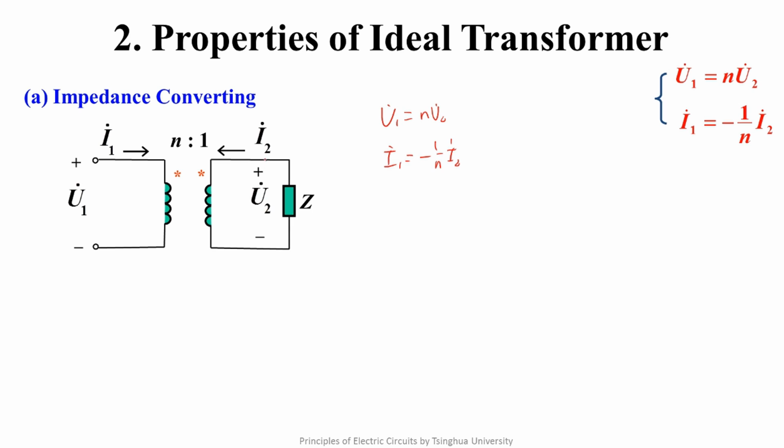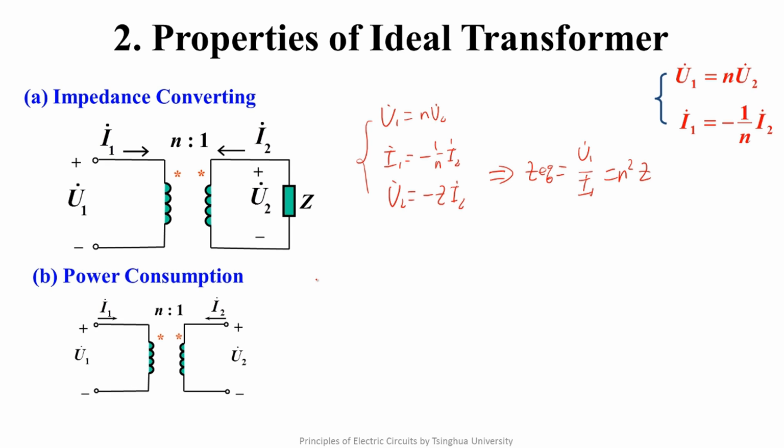U2 and I2 are non-associated reference directions for the secondary impedance, so coupling the 3 equations, we can derive that, seen from the primary side, ZEQ equals U1 over I1 equals n squared Z. Do you find? The ideal transformer makes the impedance Z in the secondary side seem to be n squared Z in the primary side. So it can realize impedance converting. You can refer to the example in lecture 81. The air core transformer can also realize impedance converting.